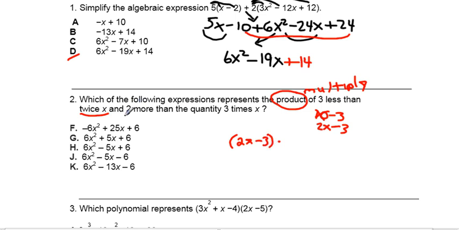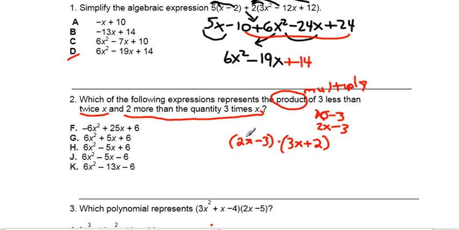times 2 more than the quantity of 3 times x. So 2 more than the quantity of 3 times x was 3x plus 2, or 2 plus 3x. It doesn't really matter with addition which way you do it. With subtraction it matters, because 10 minus 3 is 7, 3 minus 10 is negative 7. You can't switch them. So it had to be 3 less than 2x, but this one could be 2 plus 3x or 3x plus 2. It doesn't matter. I just like to put the x first because it looks normal that way to me.